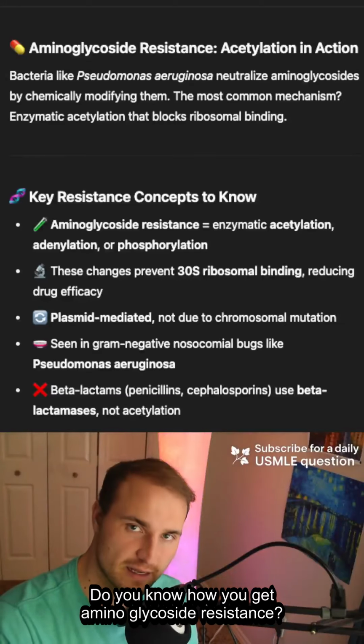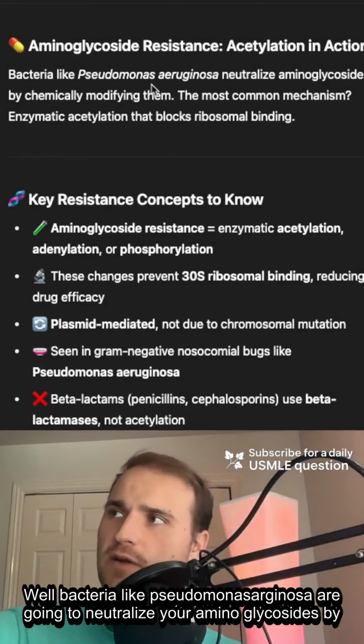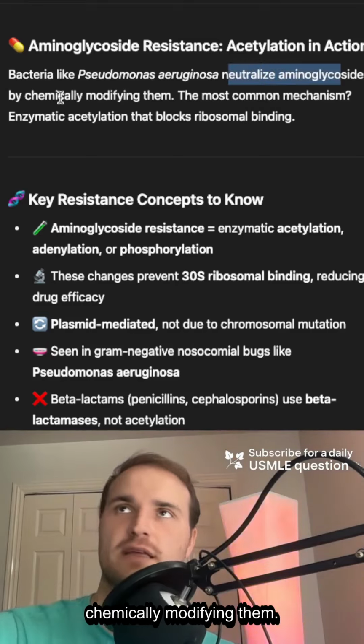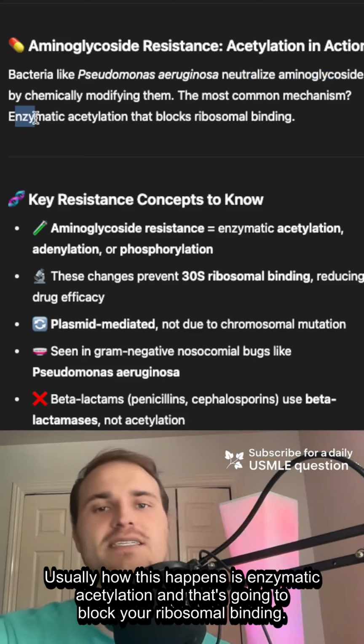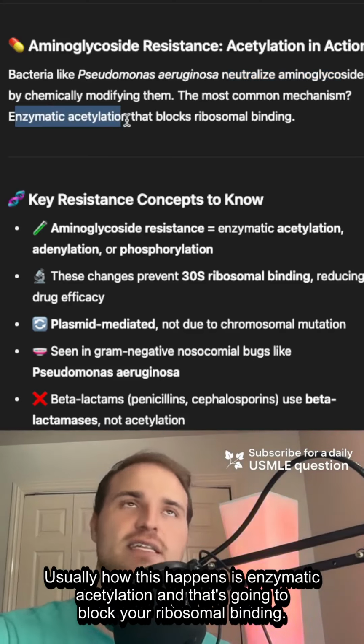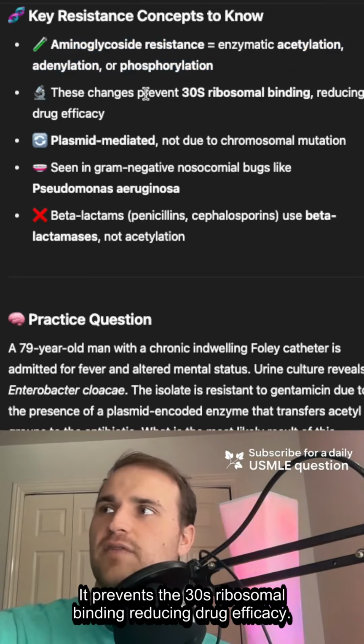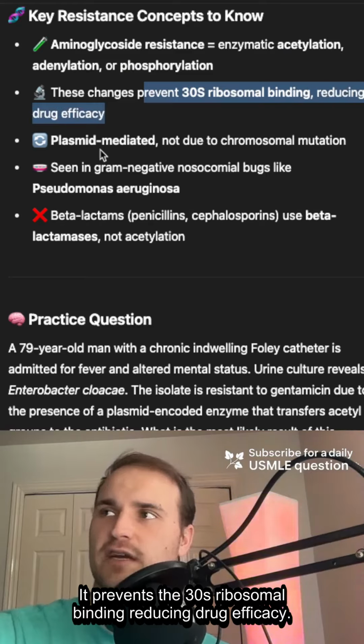Do you know how you get aminoglycoside resistance? Well, bacteria like Pseudomonas aeruginosa are going to neutralize your aminoglycosides by chemically modifying them. Usually how this happens is enzymatic acetylation, and that's going to block your ribosomal binding. So aminoglycoside resistance is going to be acetylation. It prevents the 30S ribosomal binding, reducing drug efficacy.